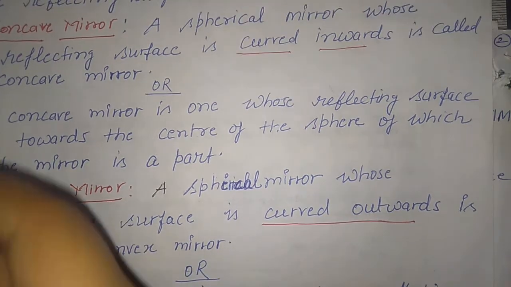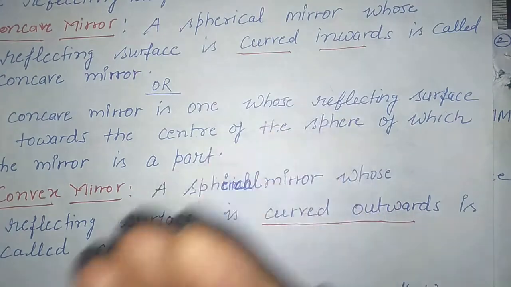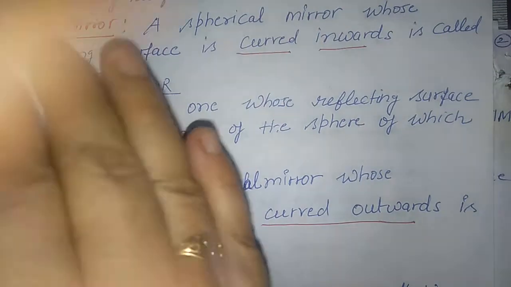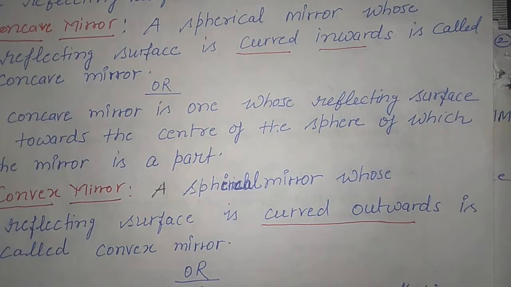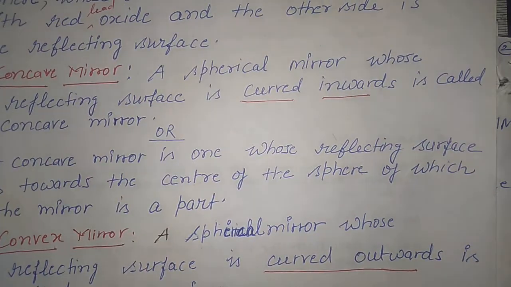Or you can compare it with a spoon. If we take a spoon, the part from which we eat will be concave. And the other part, the back side, is known as convex. So I showed you these two mirrors, convex mirror and concave mirror. It should be clear to you.